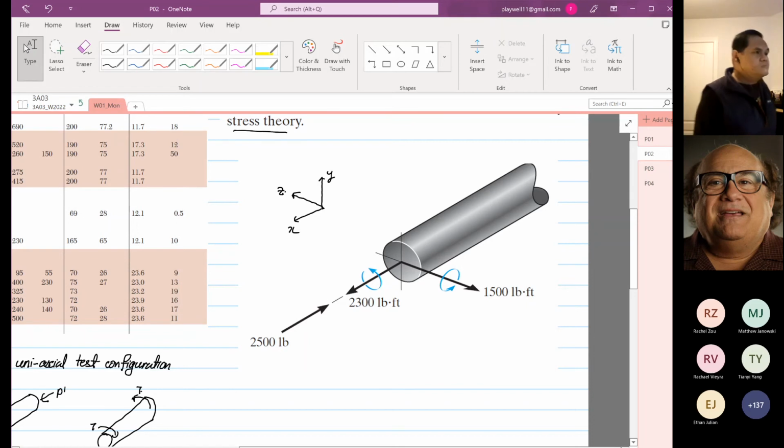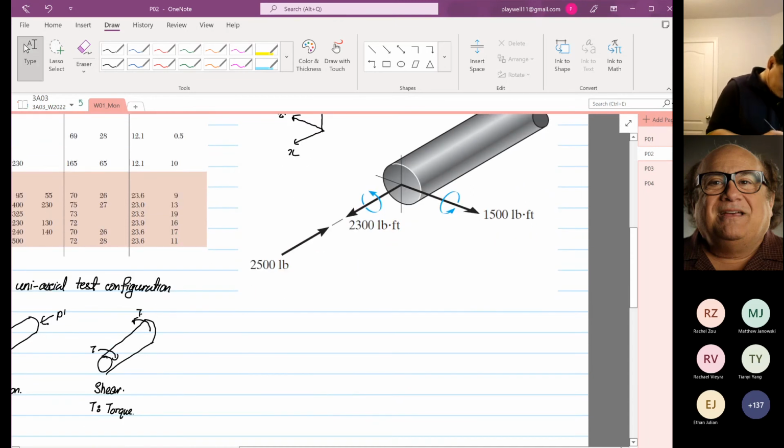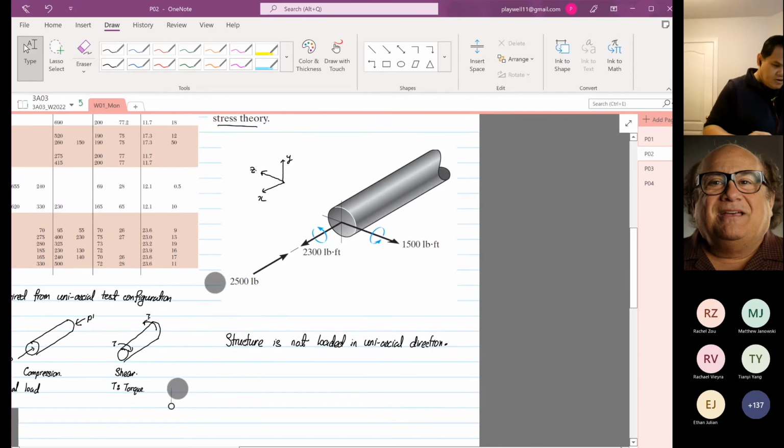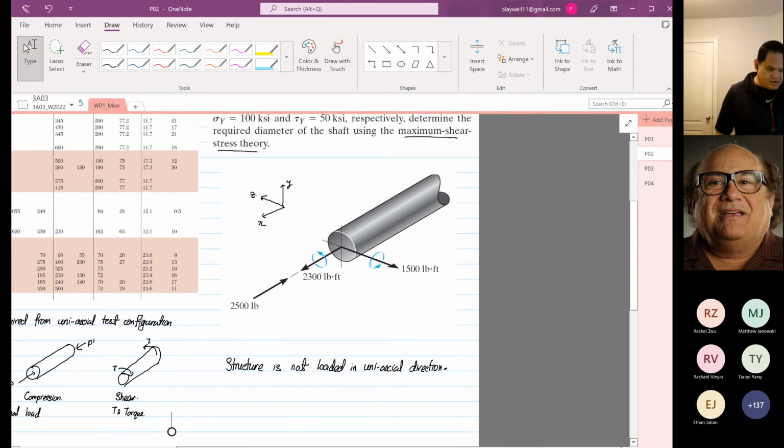Anyone? No, it's not. It's not uniaxial, right? So the structure is not loaded in uniaxial direction. Okay, that's for sure. The example over here is not loaded in uniaxial direction.